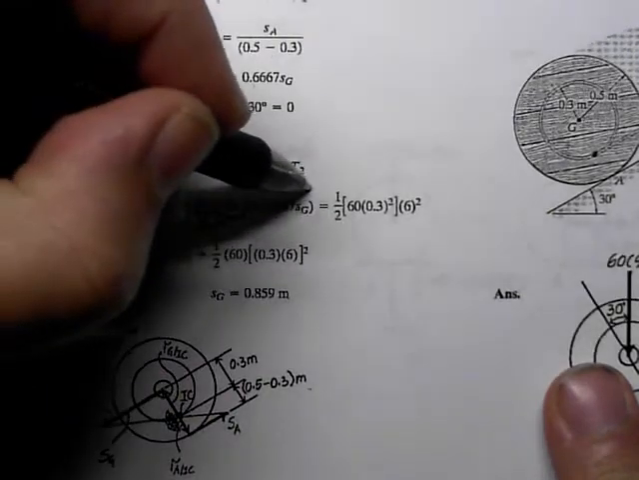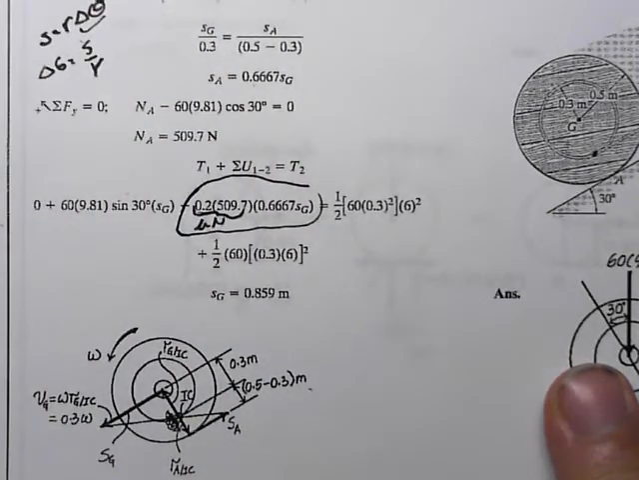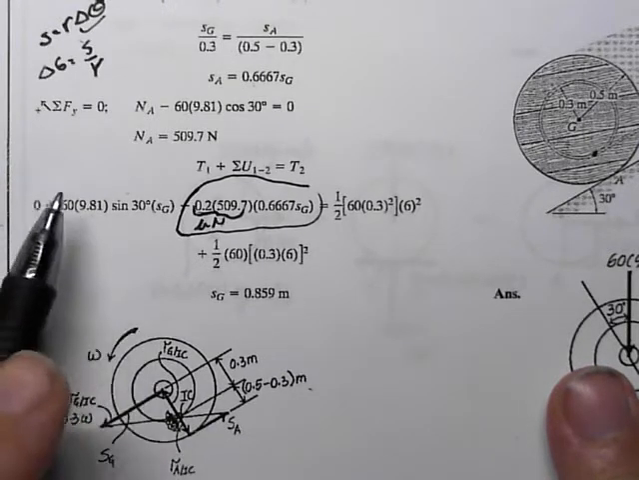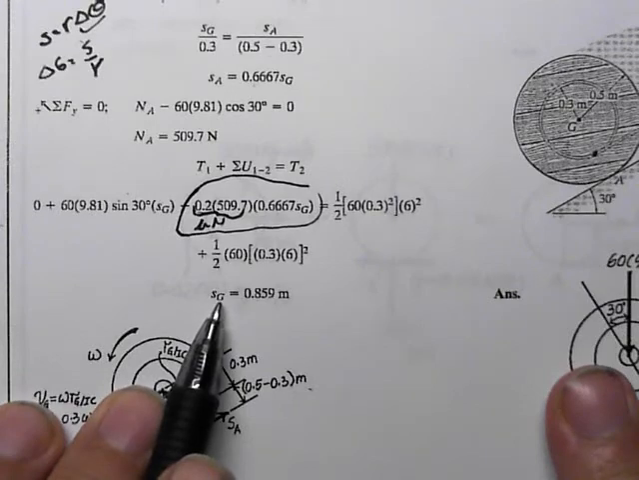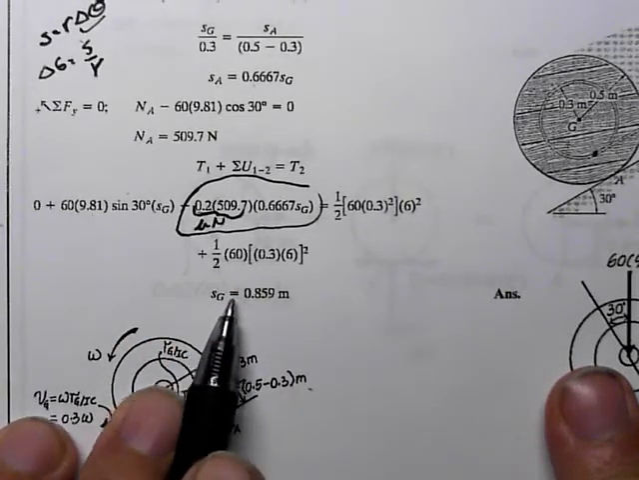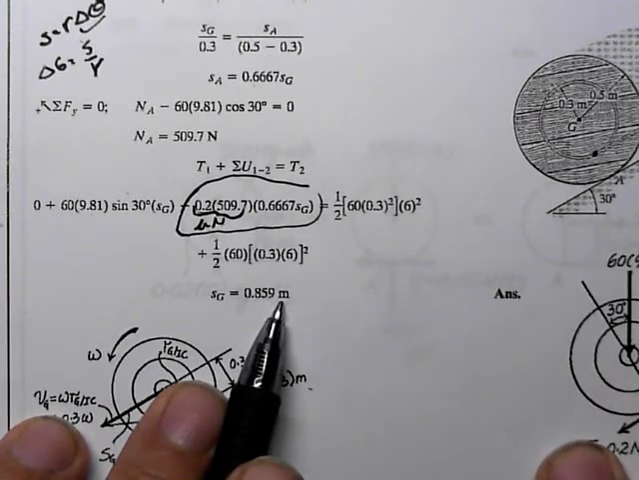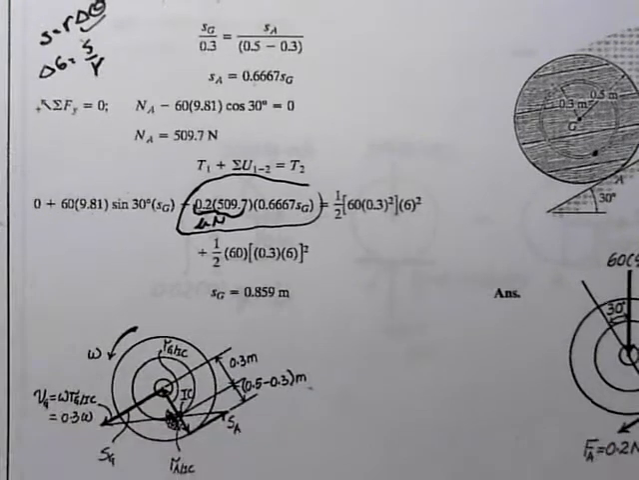So all we did from the previous problem is add in this friction term, and because of the friction term it should take longer for us to reach a given speed. And so when we solve for Sg out of this equation, the center of gravity will travel 0.859 meters down the hill before it reaches a speed of omega equals 6 radians per second. And so it took a bit longer because of the friction.